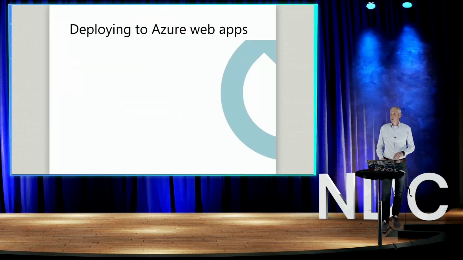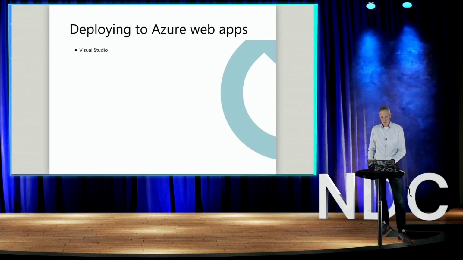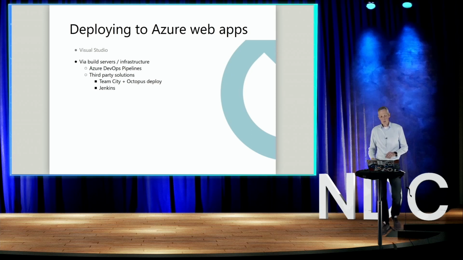So, what options have we for deploying our software to Azure Web Apps? The first option you are probably familiar with, deploying directly from Visual Studio. It's easily available to everyone. Or you could create your entire build system infrastructure using build servers, for instance, in Azure DevOps pipelines, or all other third-party solutions such as TeamCity, Octopus Deploy, Jenkins, and so on.